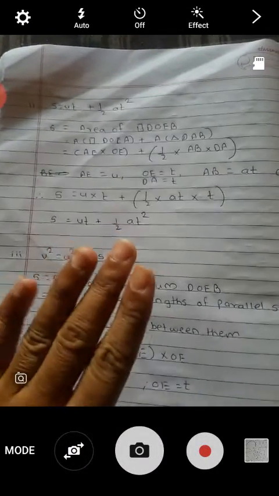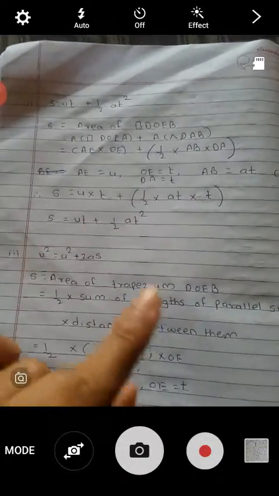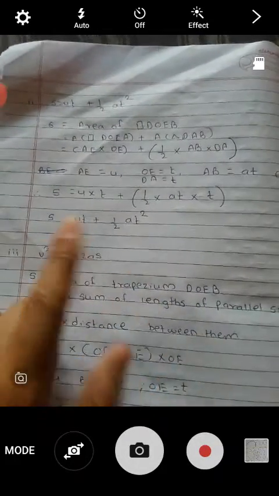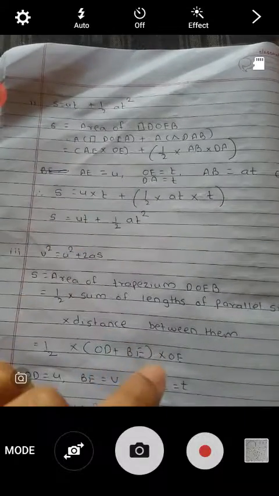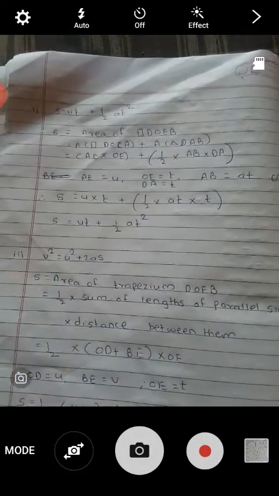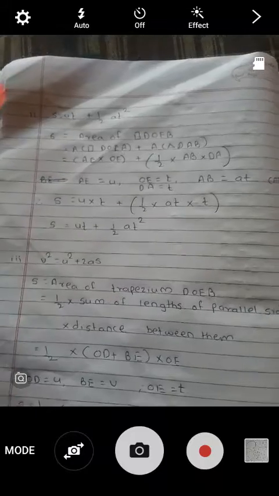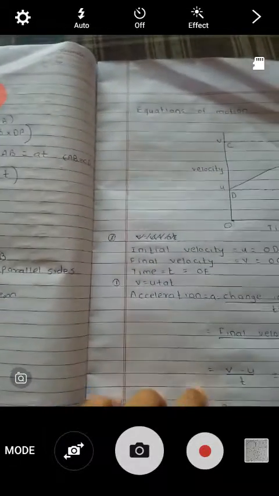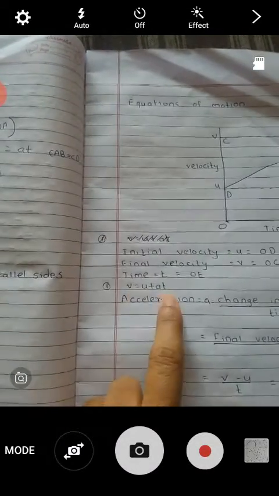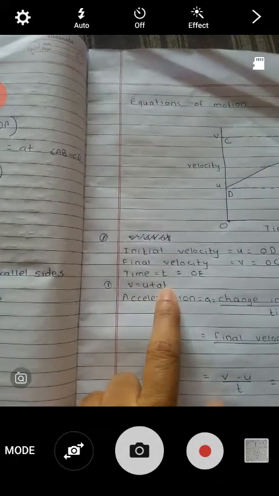There are very less chances that these derivations will be asked in exam, but as it is in your portion we have to prepare it. Okay, I will explain each and every derivation of equation in separate videos. First we are going to see this first equation, how it comes: v is equal to u plus at.